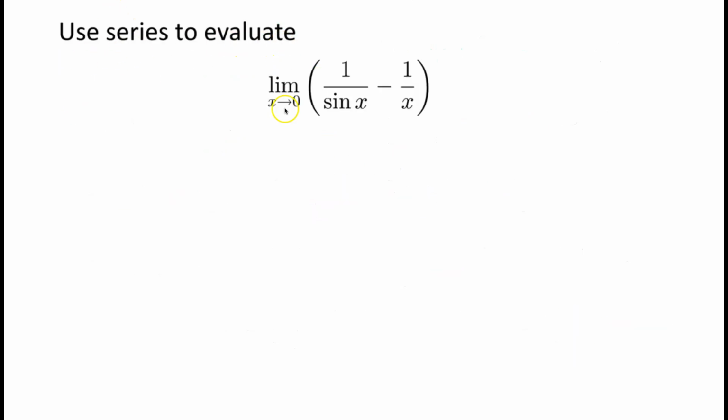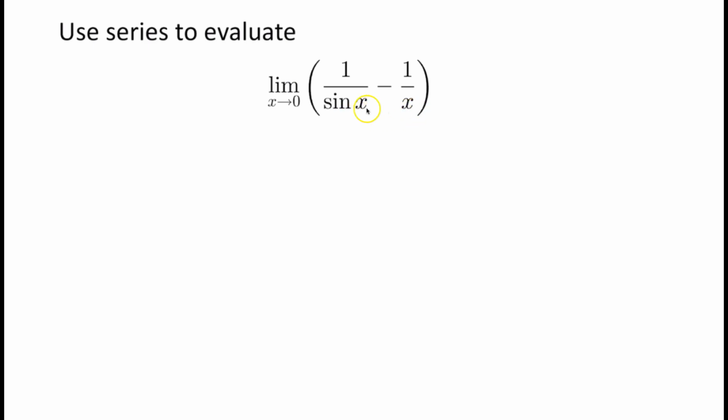Now let's use series to evaluate the limit as x approaches 0 of 1 over sine x minus 1 over x. So here, if I were to think about substituting directly, I am going to get an infinity minus infinity indeterminate case. So we would move forward with other limit strategies. And I'll be honest, what we're about to do is not the most efficient way to solve this limit, but just a way to show that you can use series to evaluate this limit.